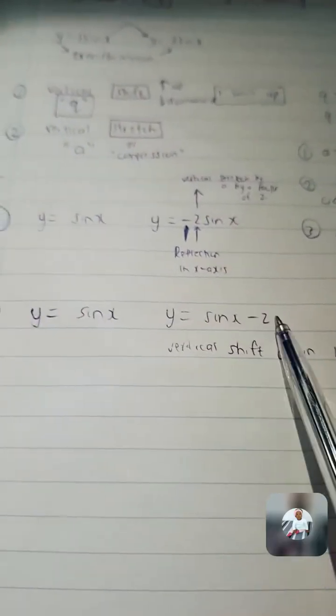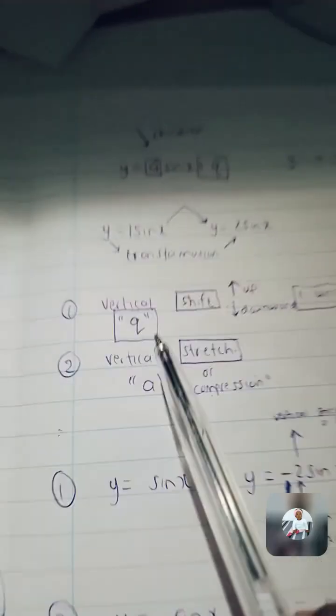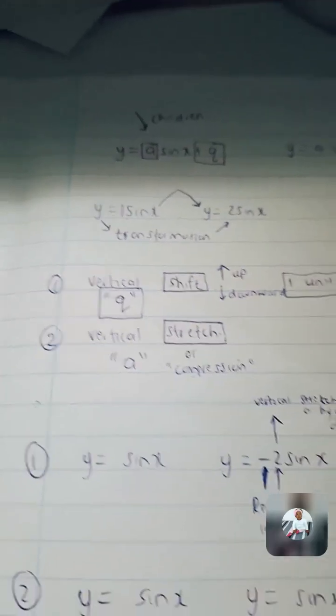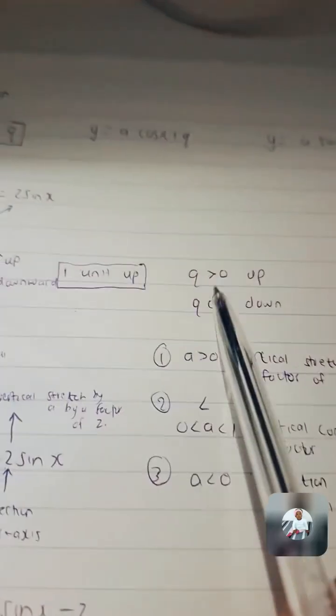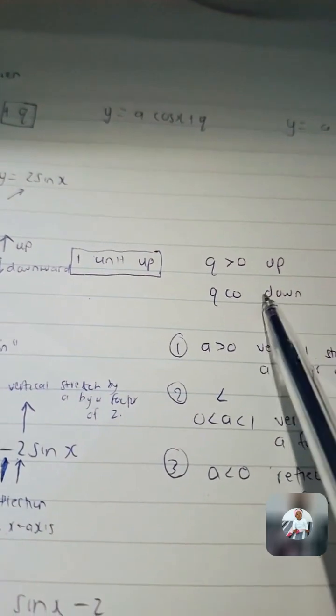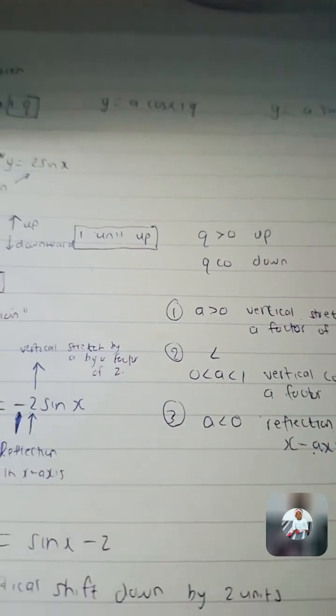Yeah, and that would be that. Because A is unaffected, but Q is affected. And we know that Q has to do with vertical shift. The vertical shift. And obviously, since it's less than 0, minus, that means down. Yes. You see?